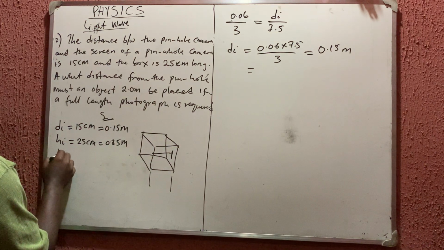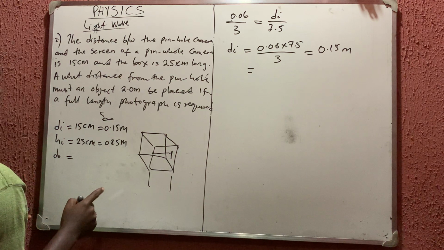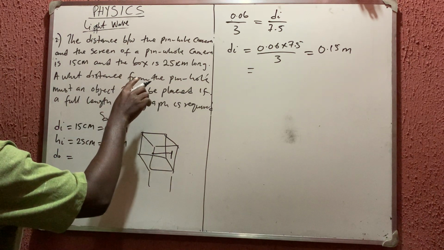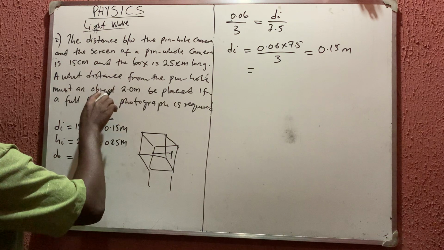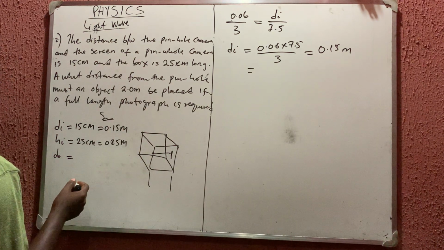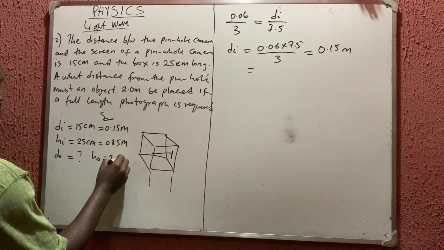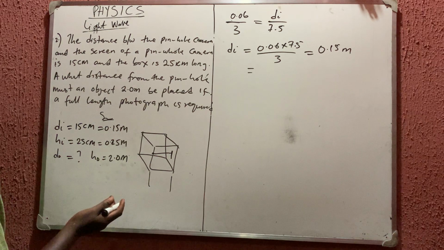The next thing we are told: at what distance from the pinhole must an object 2.0 meters high be placed? So we are looking for the object distance. The object is 2 meters, that is the height of the object. So we are done.